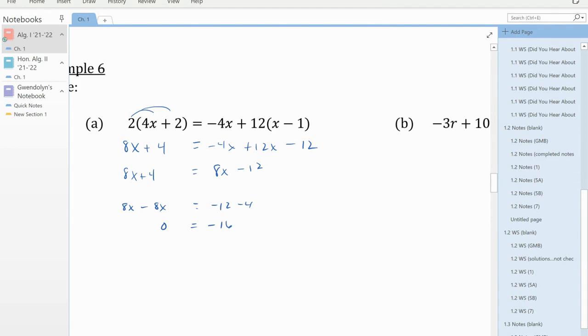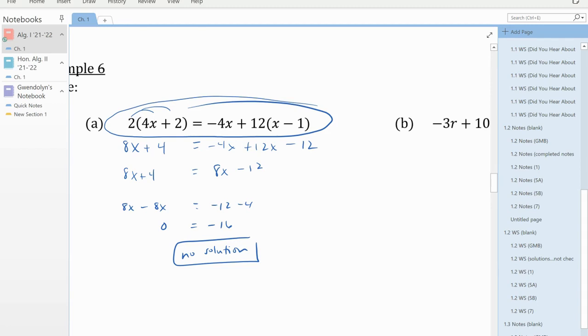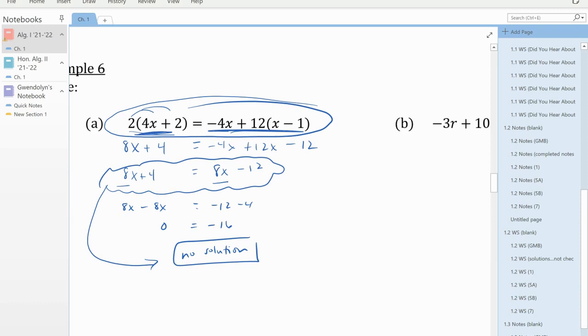Variables disappeared, it's a false statement. That means there is no solution. It means if you came back right here, any number you plug in for x, I don't care if you try all the numbers you can possibly think of, none of them will make that true, because it's impossible for that to equal that. Now when you really know what you're doing, when you get to this point, you would have realized it's no solution because 8x and 8x are the exact same thing. If you add 4 to what that is versus add negative 12 to what that is, those can't be the same number. They're never going to equal each other.